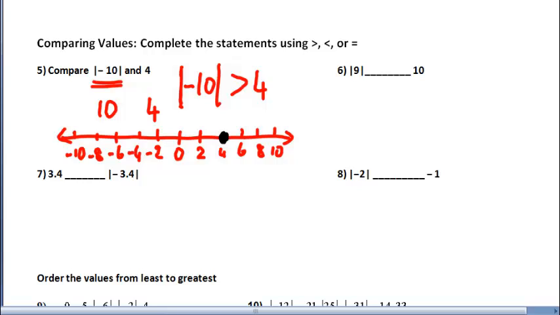But then when you plot the absolute value of negative 10, it becomes here, and so we know on the right side of 0, the farther it is from 0, the greater the value, so 10 has a greater value than 4. Let's look at the next one.